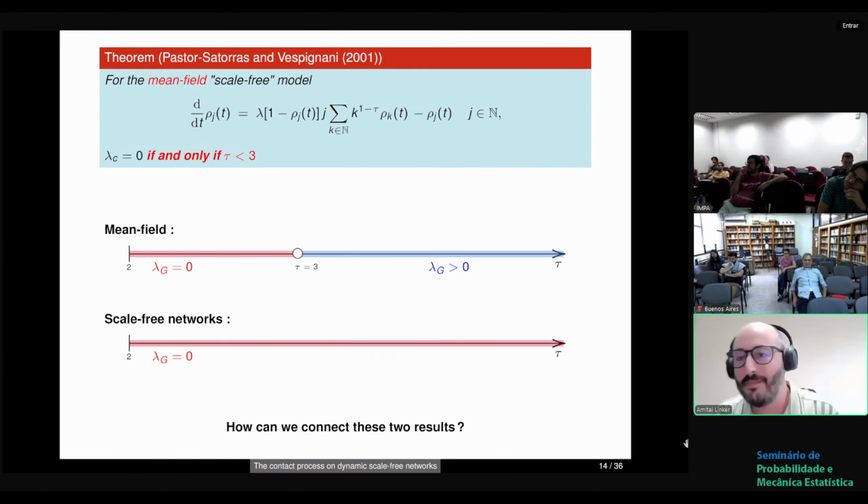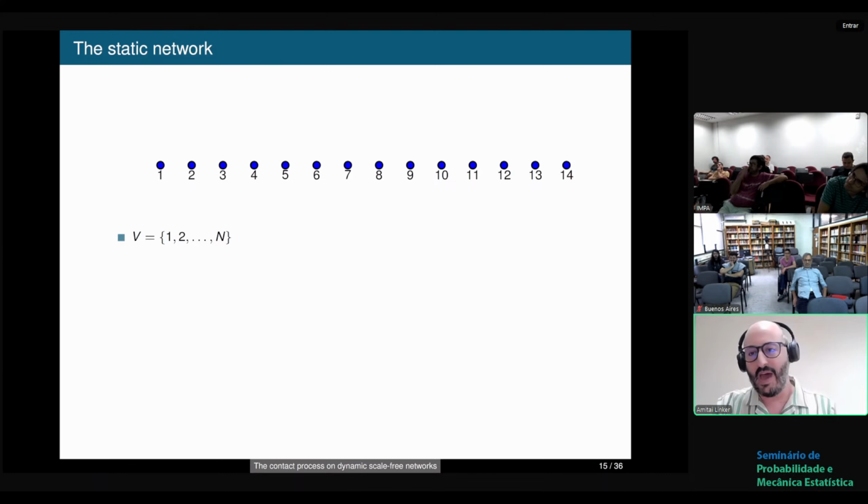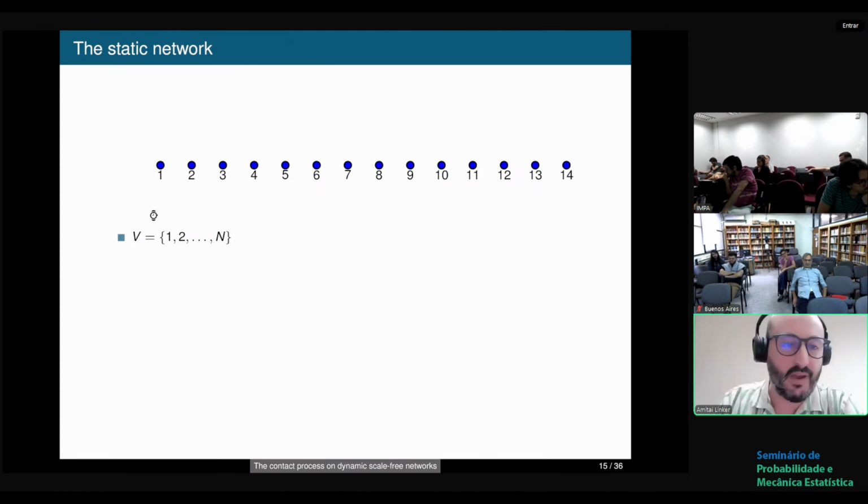Okay, now our model. So we wanted to take a model in which you can define a scale-free network which was sufficiently easy for you to update. So the model is the following. You take the vertex set, the numbers between 1 and n, right? So as we can see here. Let me check how much time I have.